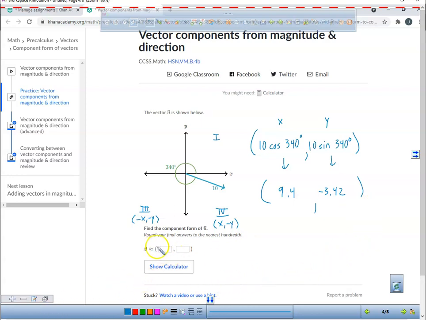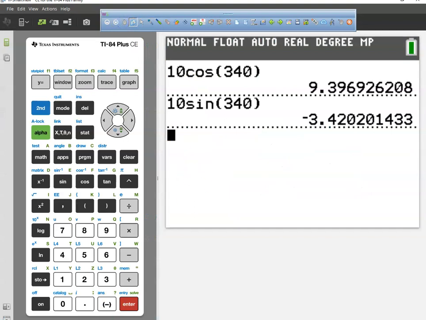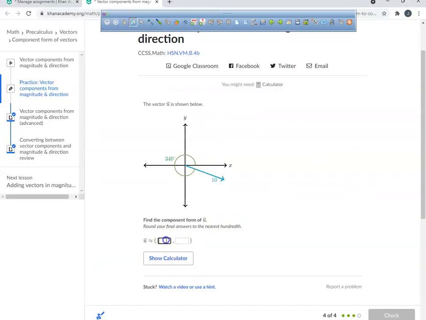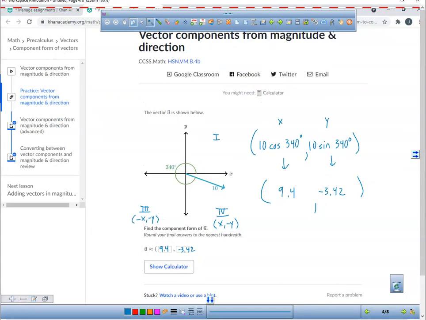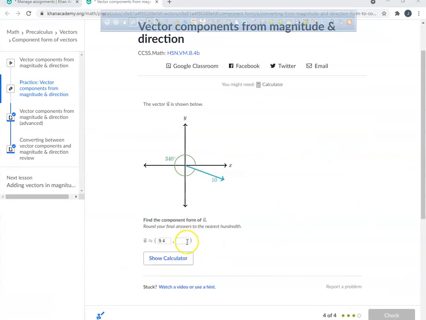All right. So I'm going to go and type this in. 9.4, negative 3.42, and then we'll end the video, but not your life. Nobody's going to be listening to this anyways. 9.4, and no, it's just the truth. Negative 3.42.